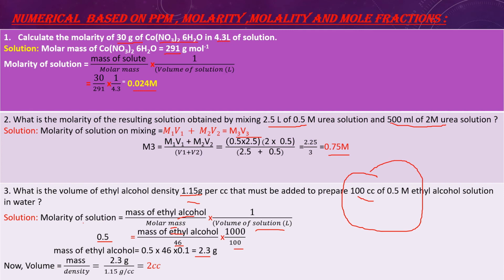Now we know that mass and volume are interrelated with each other through density. Mass per unit volume is called density, so volume is equal to mass upon density. It is equal to 2.3 upon 1.15, that is 2 cc. So your answer is 2 centimeter cube of ethyl alcohol is required.